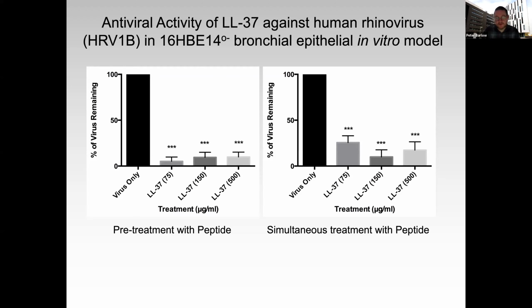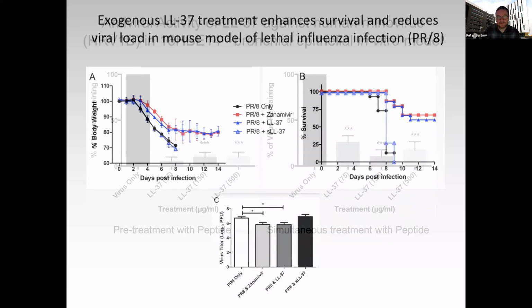What you'll see is, if you look at the black bar on the very left of both of those charts, that's just virus itself. Obviously, with no treatment, there's 100% of virus remaining. But when we treated with LL-37 at a range of concentrations, you can see that in some instances there was around a 95% drop in the amount of virus remaining. Now that's a huge drop. That's an enormously potent effect.